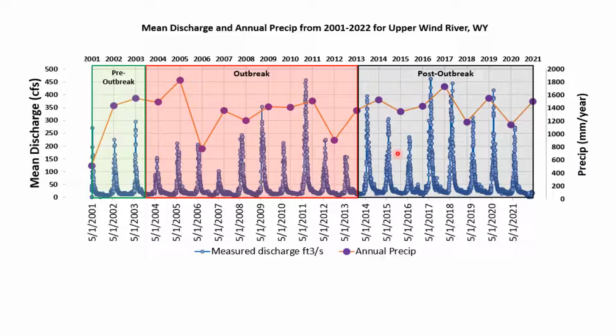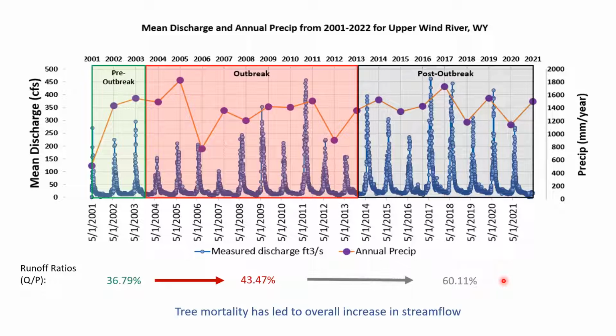To see if this was more so because precipitation was increasing during this time period, I calculated runoff ratios, and you'll see that these ratios are increasing, meaning that a higher proportion of precipitation is resulting in runoff. This leads us to the conclusion that whitebark pine mortality in this scenario is indeed leading to an overall increase in stream flow.